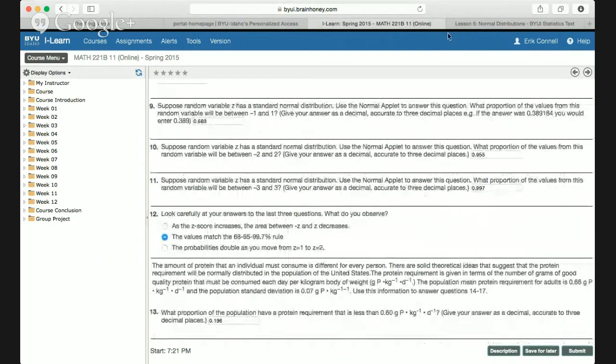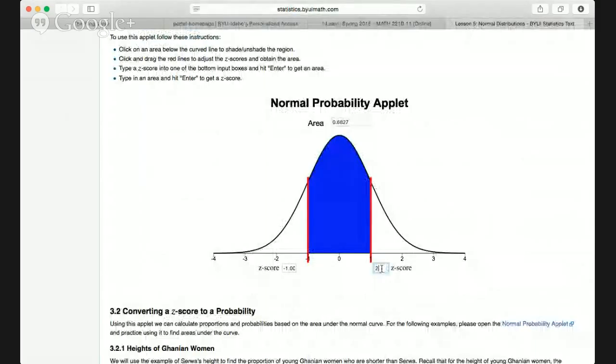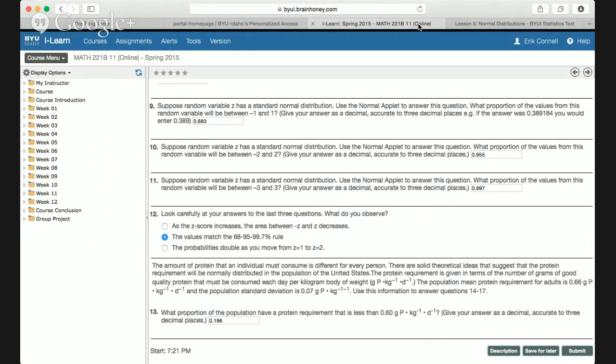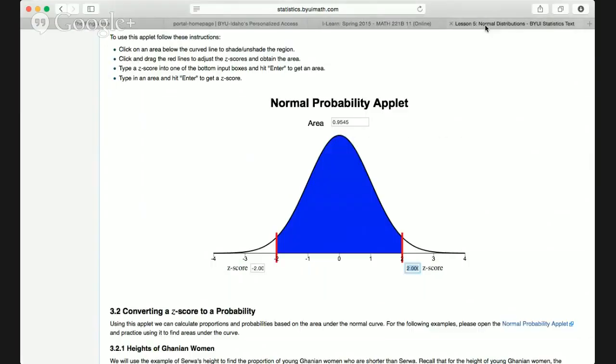Suppose random variable z has a standard normal distribution. Use the normal applet to answer this question. What proportion of the values from this random variable will be between -2 and 2? Three decimal places. Same thing. And we got 0.955. Okay. Suppose random variable z has a standard normal distribution. That's 0.997.